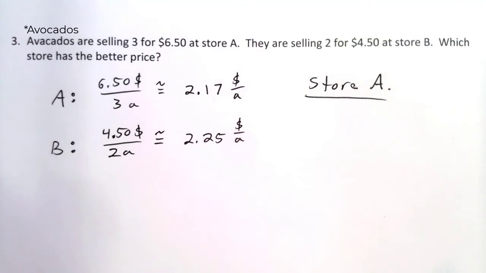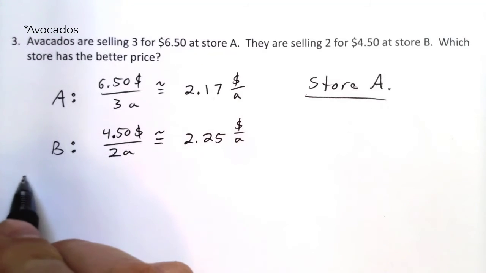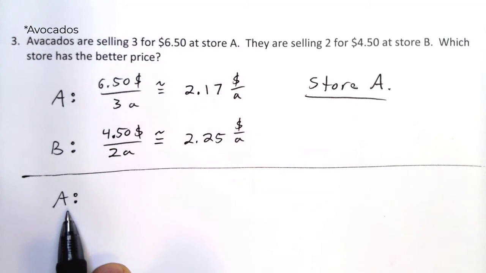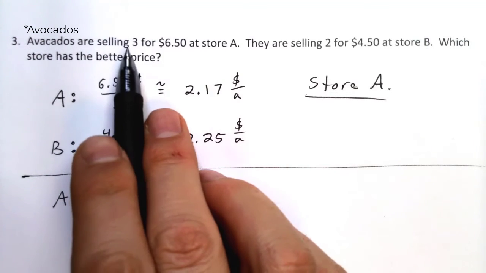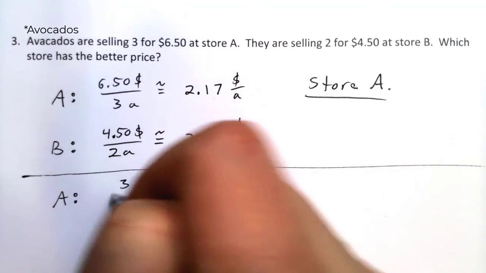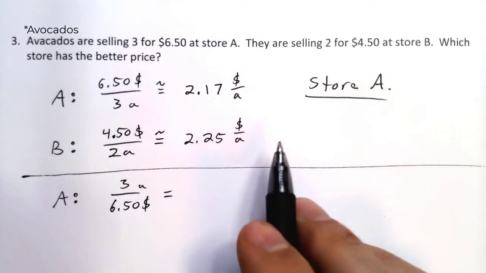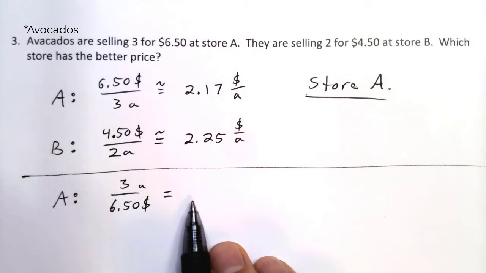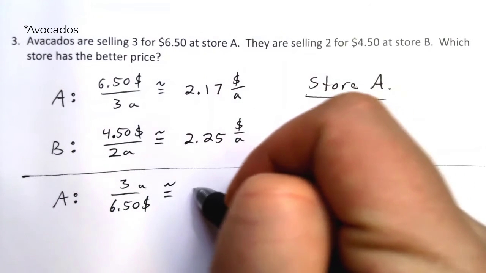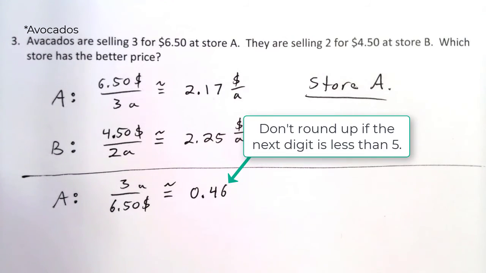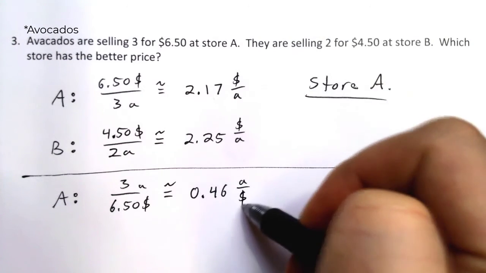Now, there's another way to do this. We could have, instead of looking at dollars per avocado, we could have looked at avocados per dollar. Okay, so let's look at it that way. So at store A, avocados per dollar. Well, I'm going to take 3 and divide by 6.50. And I get 0.4615. That rounds up to 0.46. Let's just leave it at 0.46. And this is avocados per dollar.